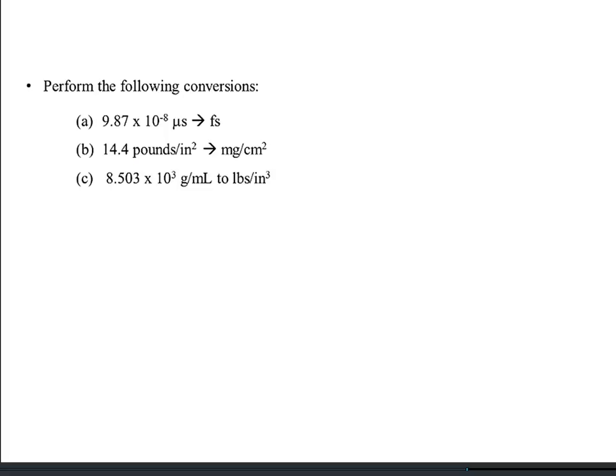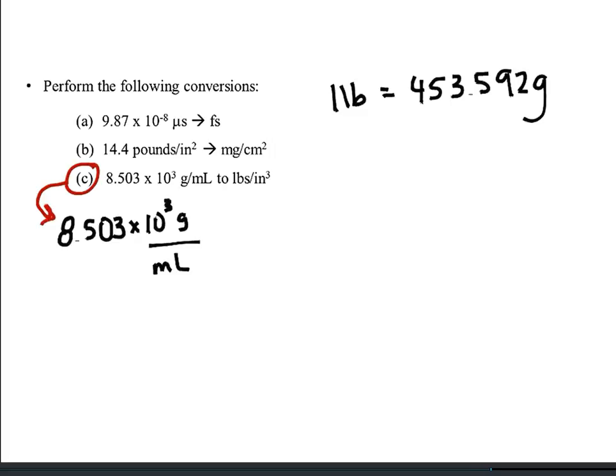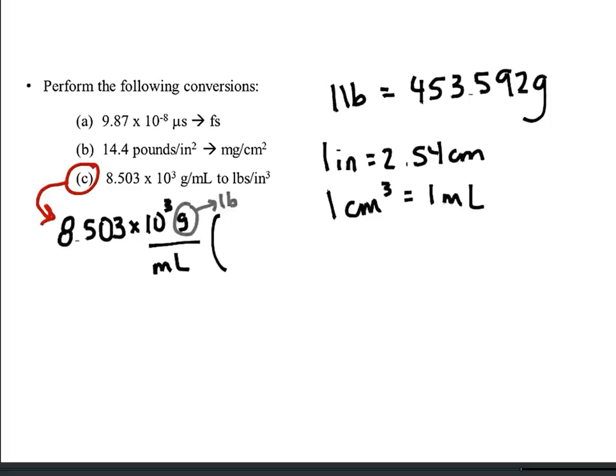Our last calculation, part C, again has a numerator and a denominator. This is a density, grams per mL. We're going to write down what we know about grams if we want to go from grams to pounds. And then, of course, if we want to go from milliliters to cubic inches, we need all of this information. So we're going to start with grams to pounds. We're going to put 453.592 grams on the bottom so that it cancels, 1 pound on the top. Grams cancel.